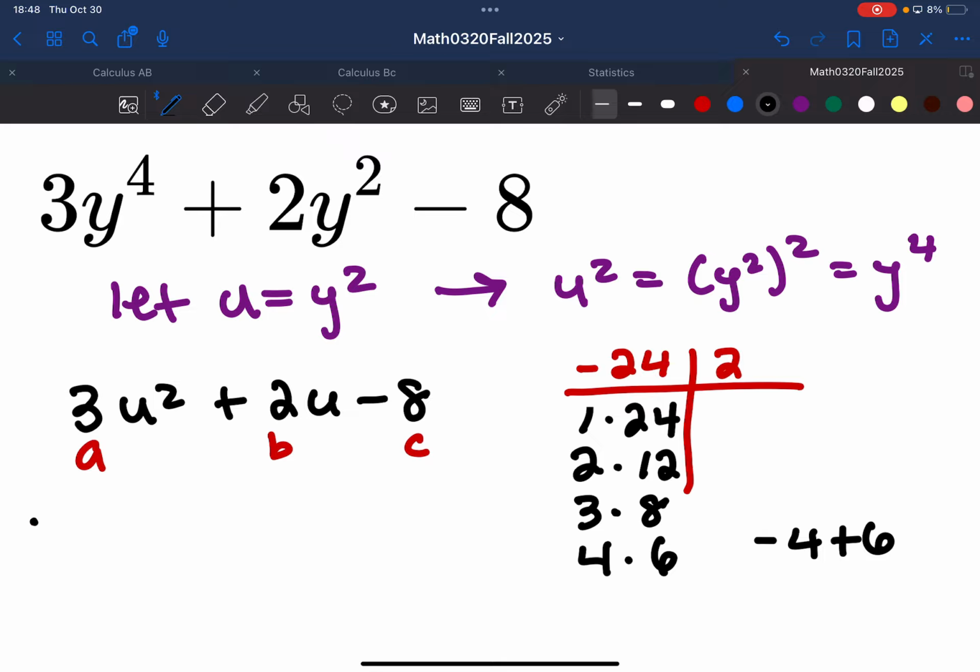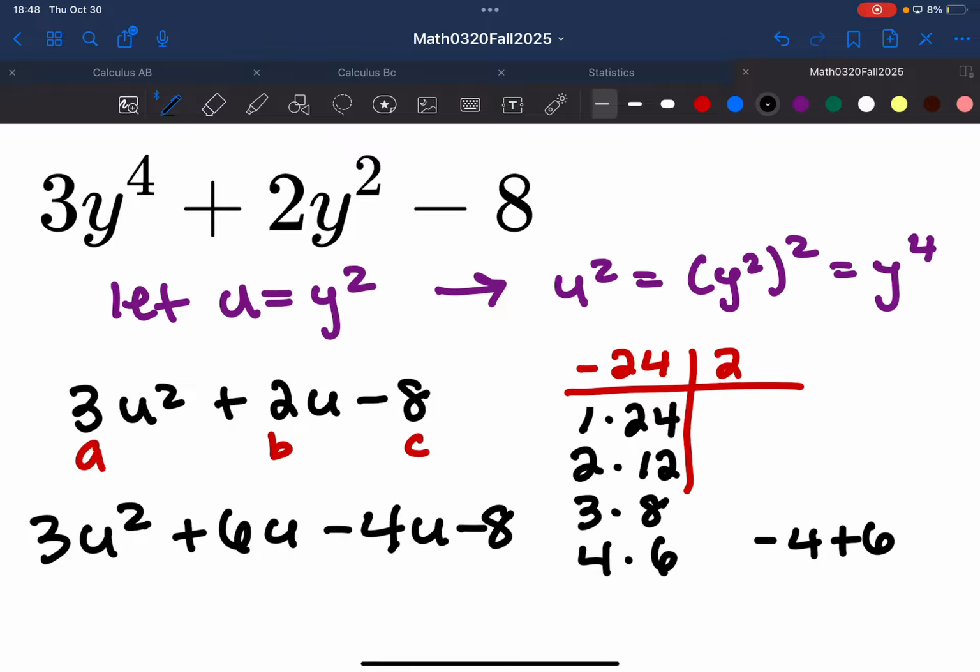So I have 3u squared. And let's do it this way where I put the one that seems to work well with that 3, which would be 6. So I'm going to do plus 6u minus 4u minus 8. You don't have to do it that way. I don't want you to erase your work if you did it the other way, because you're going to end up with that same answer. Okay? And then you do your parentheses and take out a GCF.